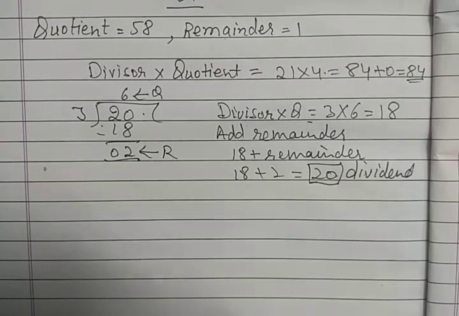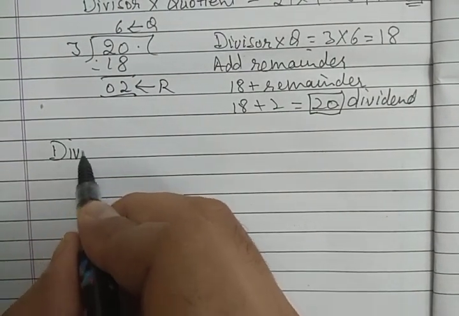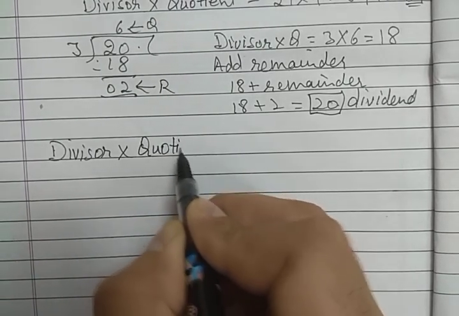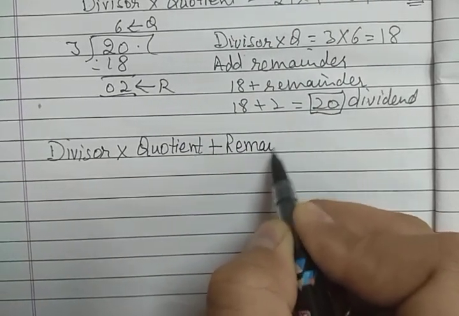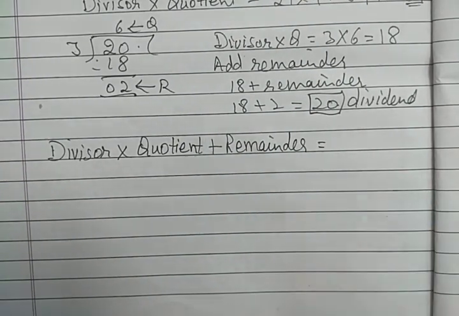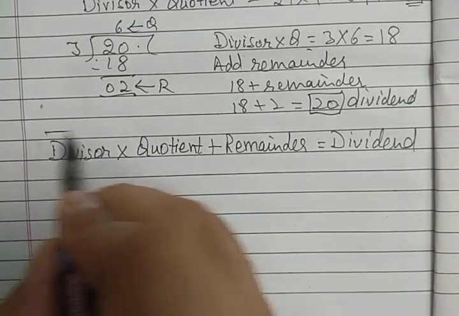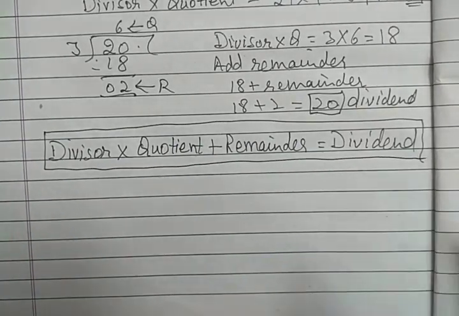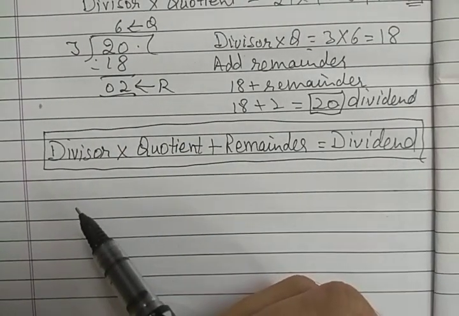So we conclude that divisor into quotient plus remainder is equal to dividend. You have to learn this. And by using this formula you can also check whether your answer is correct or not.